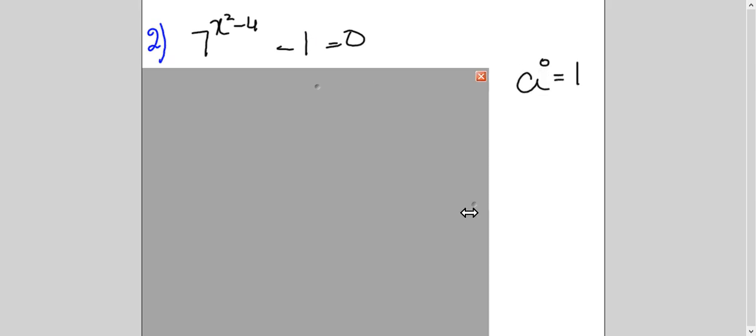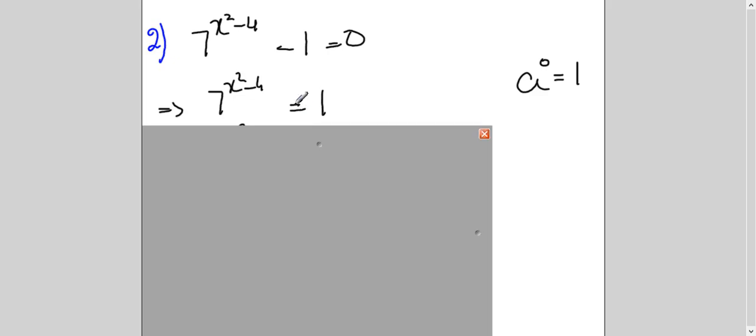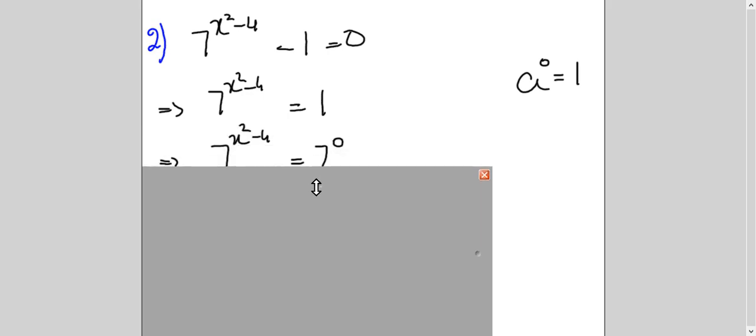Let me remind you of this one. Do you remember a power 0 equals 1? Right? So what can I do? I need base 7 here, right? So that when the bases are the same, I can equate the powers. So instead of 1, can I write 7 power 0? Right? Because 7 power 0 is 1.